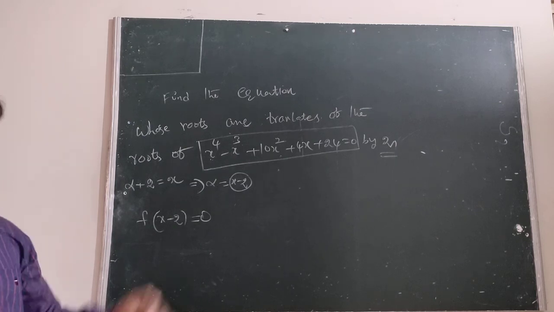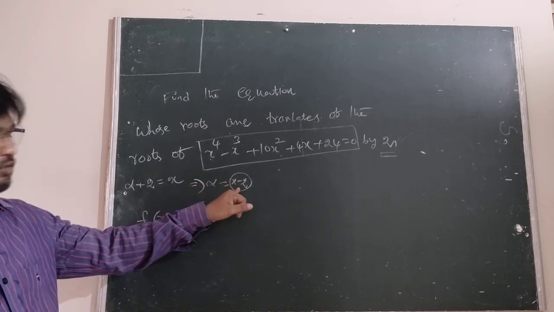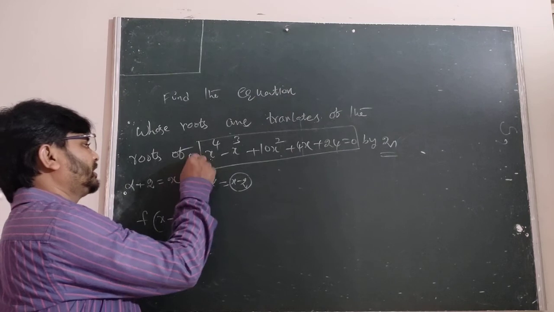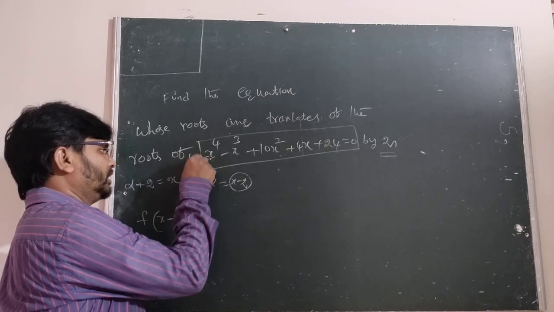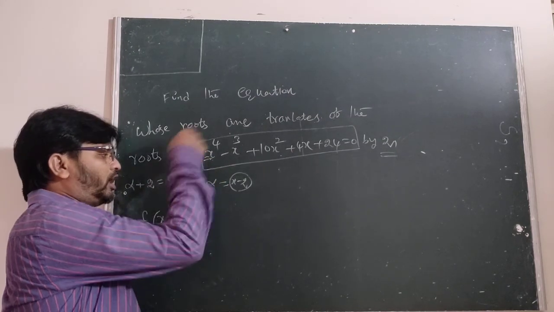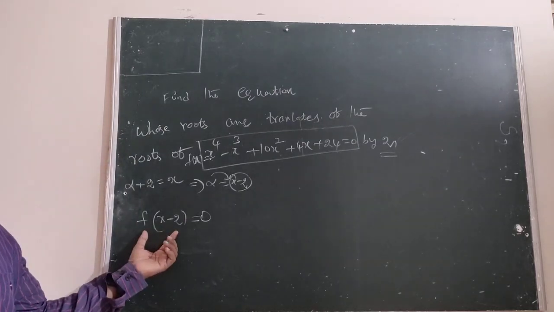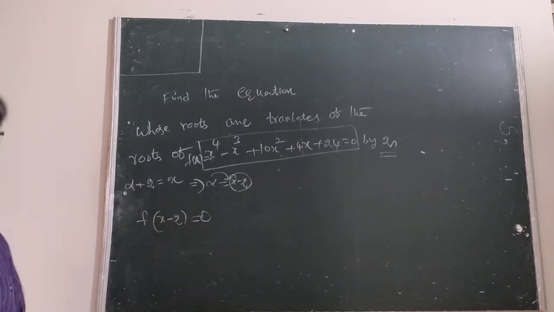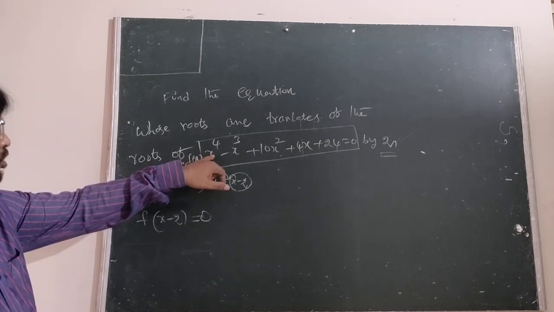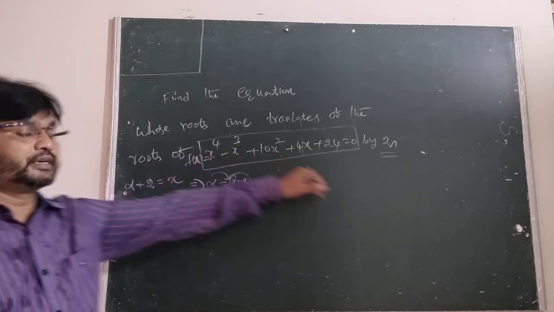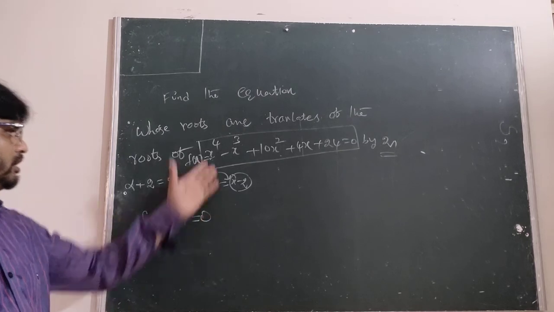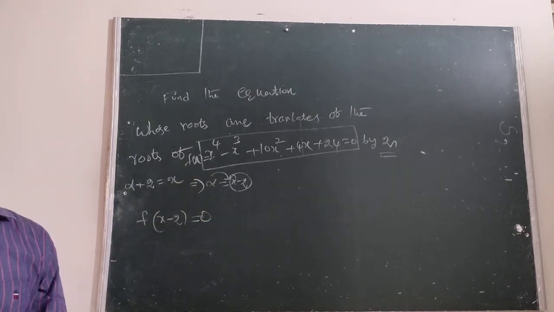After that we are taking x minus 2 instead of alpha. That means if you take this as f of x with x equal to alpha, and then take x minus 2, that is f of x minus 2 equal to 0. But f of x minus 2 means x minus 2 whole power 4, x minus 2 whole cube, and so on. It is the lengthy method. So x minus 2 whole power 4 we can expand using the binomial theorem.